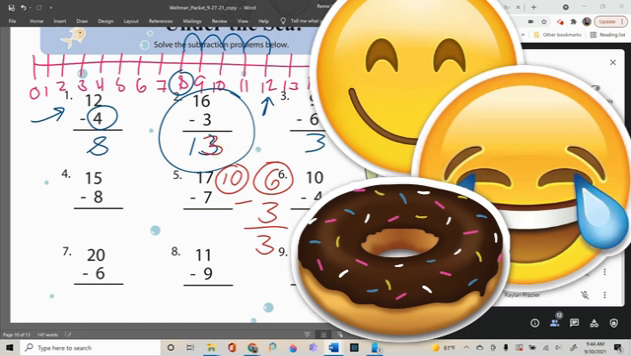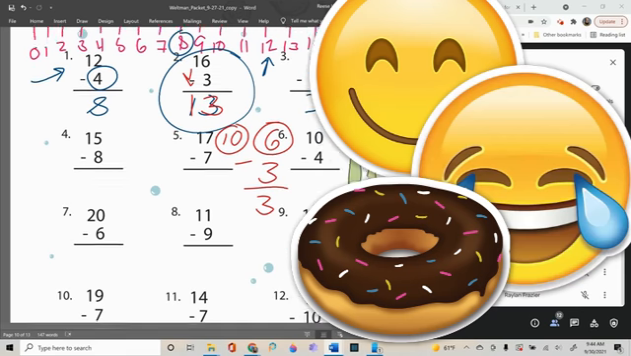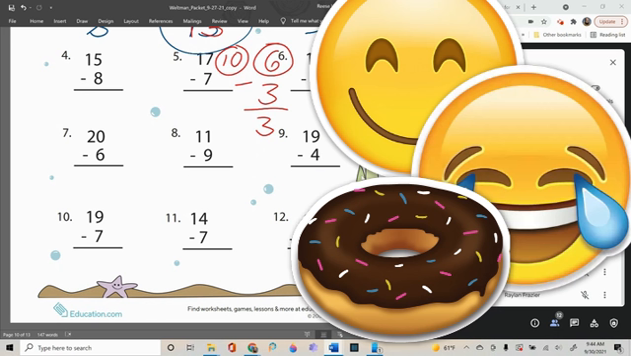And all you have left to do is, well, you know it can't be 3. 16 minus 3 isn't 3, right? You know you have 10 left over, so all you had to do is take that 1 and drop it down. 16 minus 3 equals 13. You can do that with any of the bigger problems, like 19 minus 4, for instance.